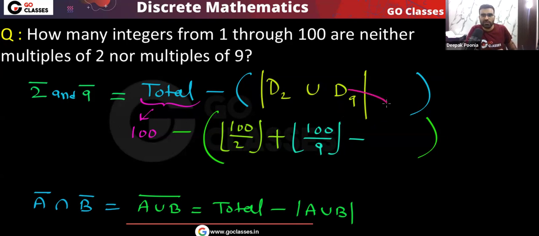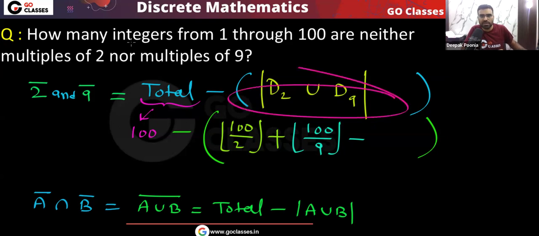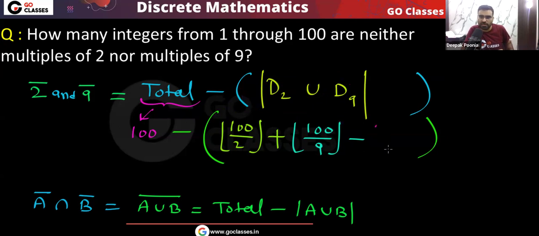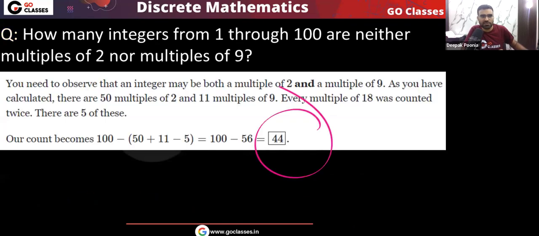Whenever you have two co-prime numbers, finding the LCM is very easy. Just multiply them. So the LCM of 2 comma 9 will be 18. So minus floor of 100 divided by 18. This will be our final answer. From 100 we have to remove this value. That will be the answer. The final answer will be 44.